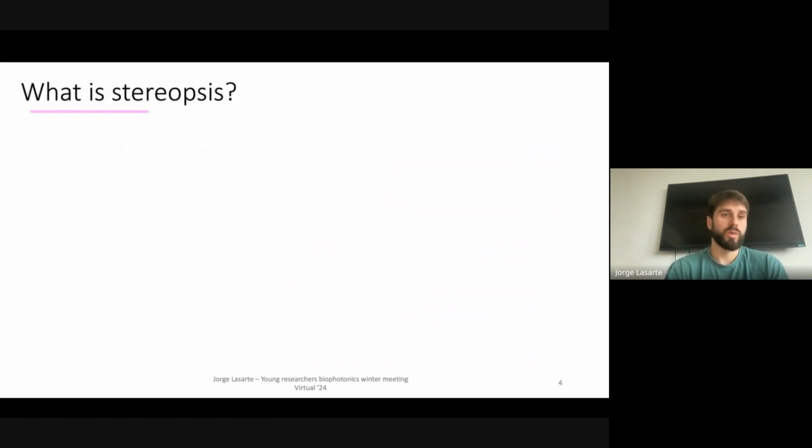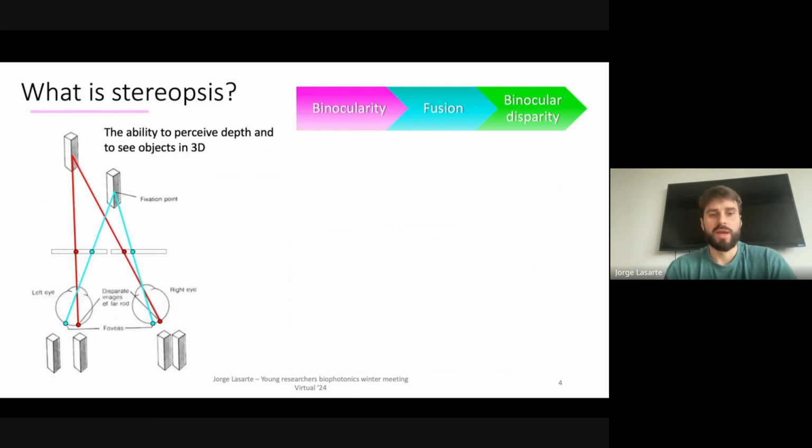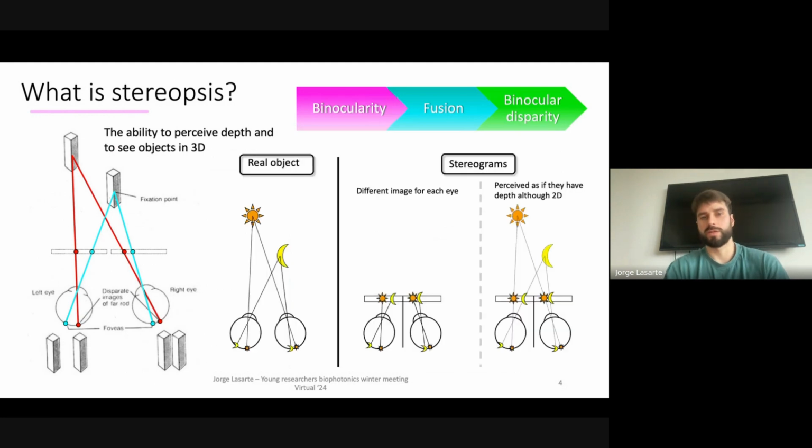So what is stereopsis? This would be mainly depth perception, but it's the more, let's say, fancy way of putting it, and it's also related to ocular terminology. It's something that needs three main things. First of all, binocularity, so having two eyes. Then the fusion, so having those two images received by those two eyes and fused in the brain. And then binocular disparity. So how to explain binocular disparity and why we can mimic that with some of the tests that we currently have.